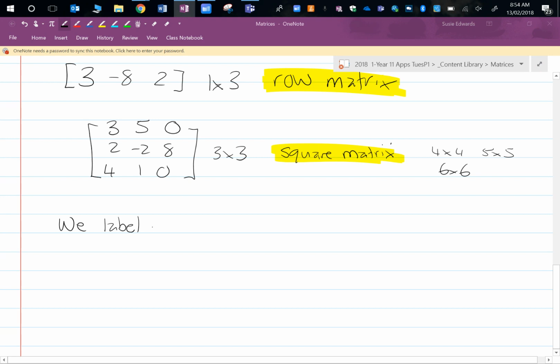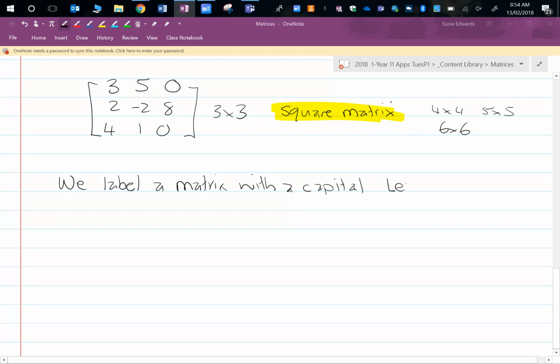And so we label a matrix with a capital letter. It's a bit like saying x equals 6, but instead of saying x equals 6, x equals this table of data, this matrix. It is always a capital letter because we use the lowercase for something else. So for example, and we'll use this example for quite a bit, A equals 3, -4, 0, 2, 5, 1.